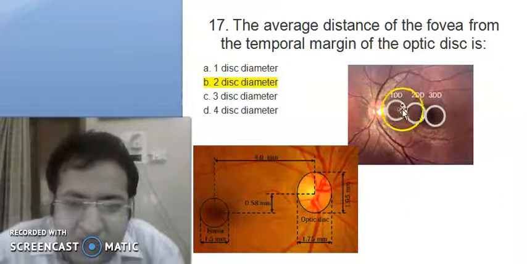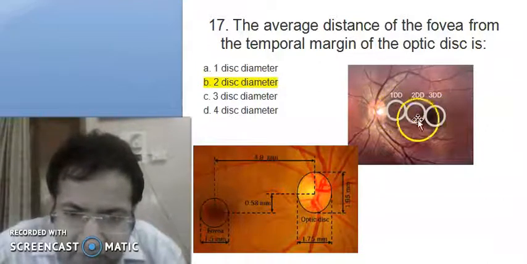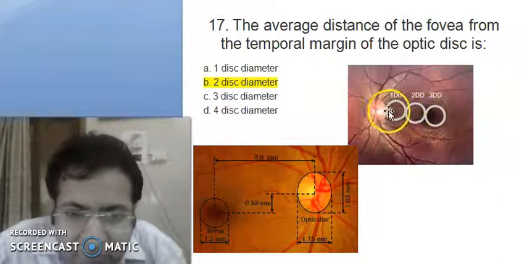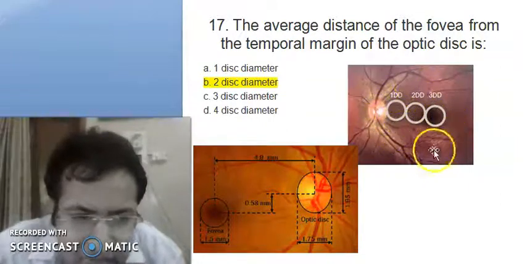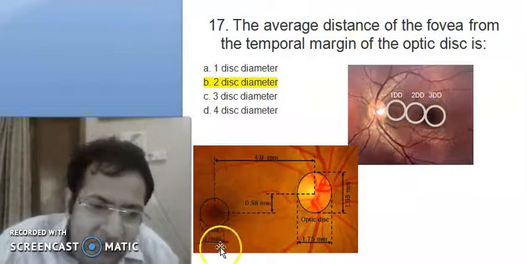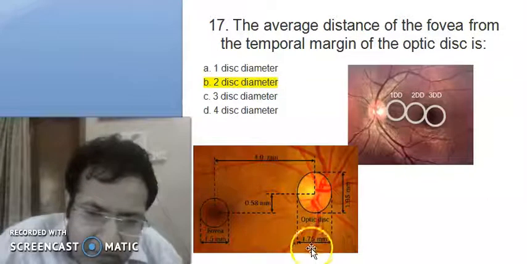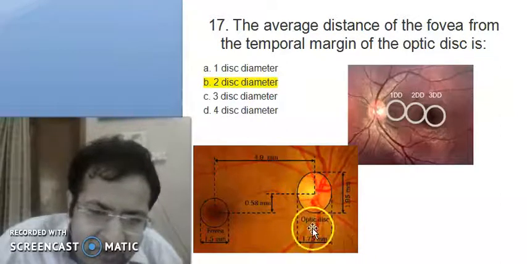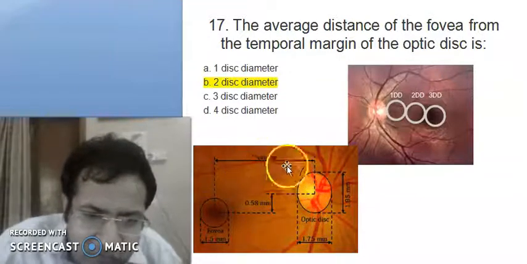The next question was the average distance of the fovea from the temporal margin of the optic disc. It is 2 disc diameter, as seen. This is 1 disc diameter, and the average distance of the fovea from the temporal margin of the disc is 2 disc diameter. You can clearly visualize this from the diagram, and 1 disc diameter is equal to 1.5 mm, and you can correlate these two figures. One disc diameter is about 1.5 to 1.75 mm, and the distance of the fovea from the center of the optic disc is about 4.9 mm.